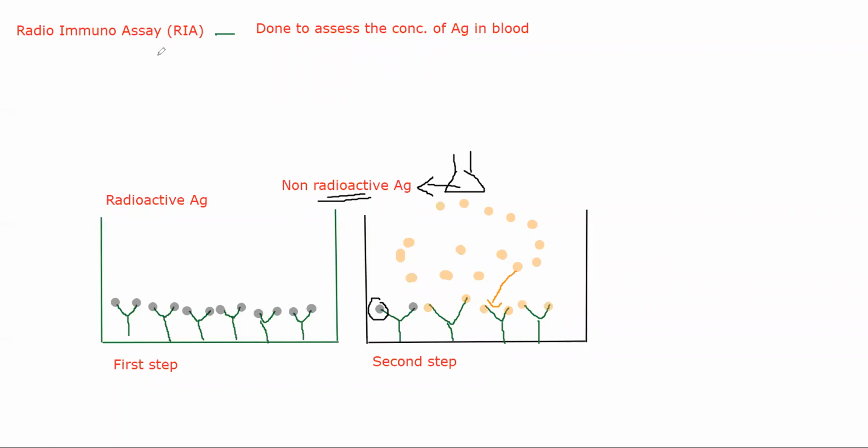Yes sir. Okay, see, radioimmunoassay is a test. Radioimmunoassay is a test in which you are basically trying to find out the concentration of antigen that is present in blood. For example, if someone has hepatitis, or any particular disease, let's suppose they have influenza or hepatitis or whatever, some disease.